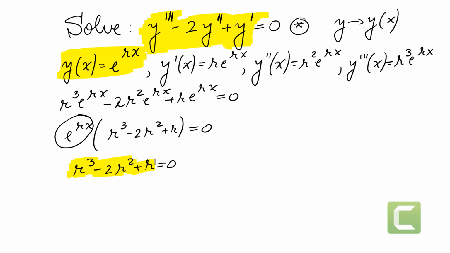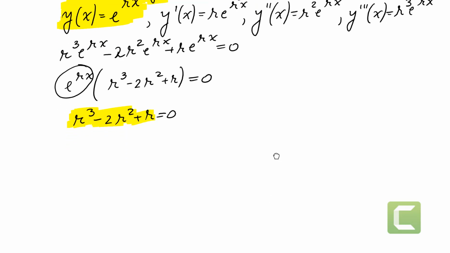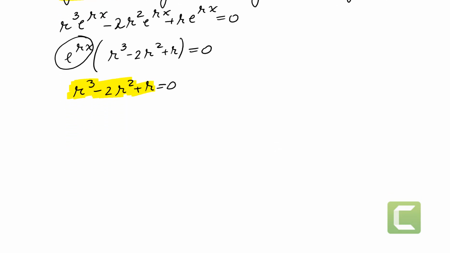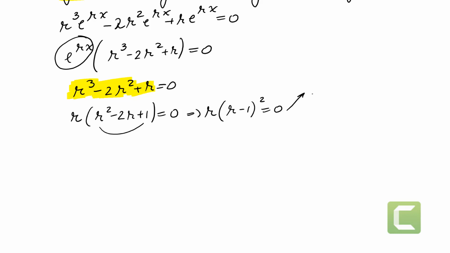So this is a cubic equation, and we can solve it for r by factoring out r. So r times r squared minus 2r plus 1 equals 0, and we know that this one is a perfect square, it's r minus 1 squared equals 0. So we end up with r equals 0, and r equals 1, a double solution.